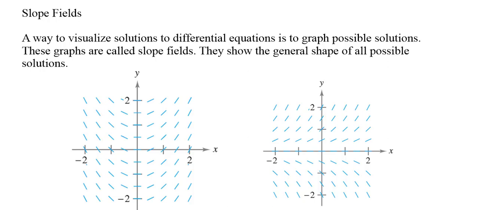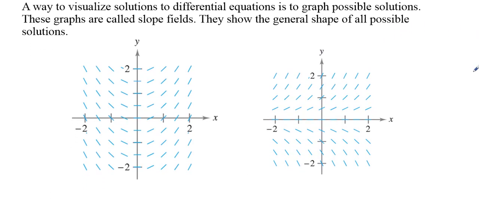Slope fields are a way to visualize solutions to differential equations, of all possible graphs that you could draw. So slope fields are all possible representations of the slopes. And if you look at them cross-eyed a little bit, you can see what the graph would look like. You don't necessarily have to look at them like that.